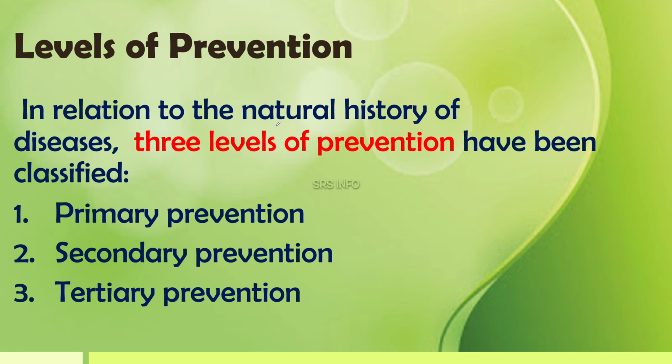So, in relation to the natural history of diseases, I have explained in detail about it in the last classes. What is natural history? The occurrence from the pre-pathogenesis to pathogenesis phase. This is the natural history of diseases. In this natural history, there are three levels of prevention identified and classified. They are primary prevention, secondary prevention, and tertiary prevention. So these are the levels of prevention of diseases. So let us discuss these levels of prevention in detail.